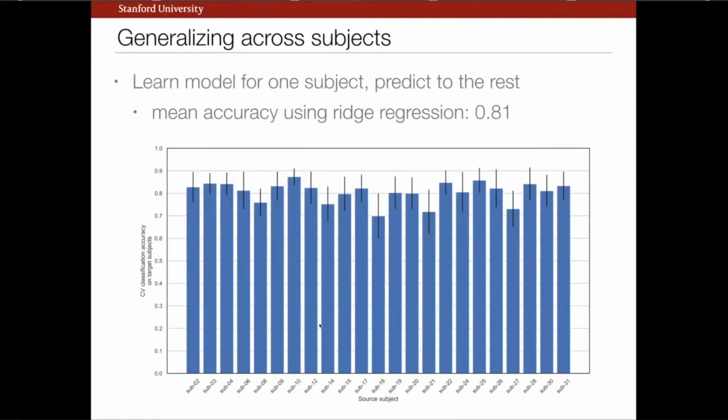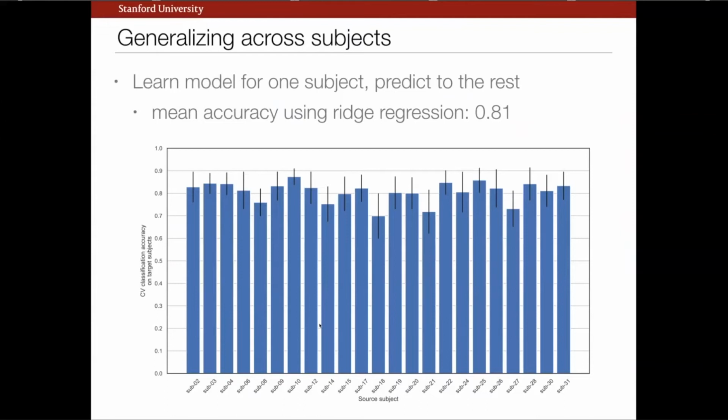So we've also asked whether we can generalize across subjects. What we do here is basically take the model learned for each individual and look at how well it generalizes to all the other individuals. So each bar here is generalizing from one subject's model to all the other subjects. And you see that we don't do as well as we did within subject, but we do reasonably well, certainly a lot better than I would have expected. So average is around 0.8 accuracy.